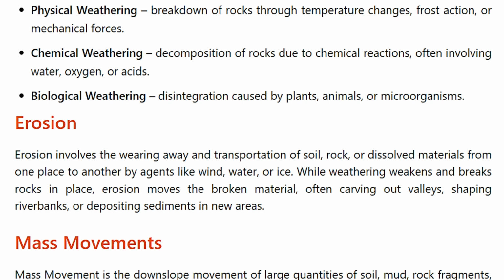Erosion. Erosion involves the wearing away and transportation of soil, rock or dissolved material from one place to another by agents like wind, water or ice. While weathering weakens and breaks rocks in place, erosion moves the broken material, often carving out valleys, shaping riverbanks or depositing sediments in new areas.